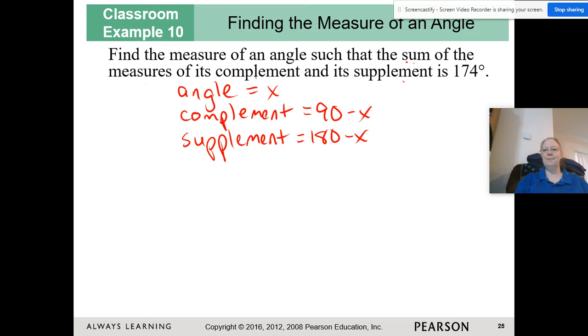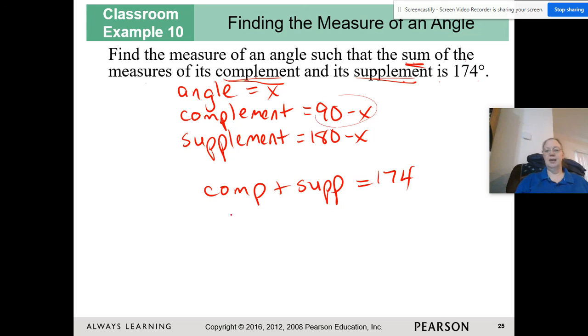Now it does say the sum. Sum means add. Be careful, because all we're adding is the complement and the supplement. We are not adding the original angle. One more time, we're only adding the complement and the supplement. The complement and the supplement is 174 degrees. My complement is 90 minus x, and my supplement is 180 minus x. And I know that has to be 174 degrees.